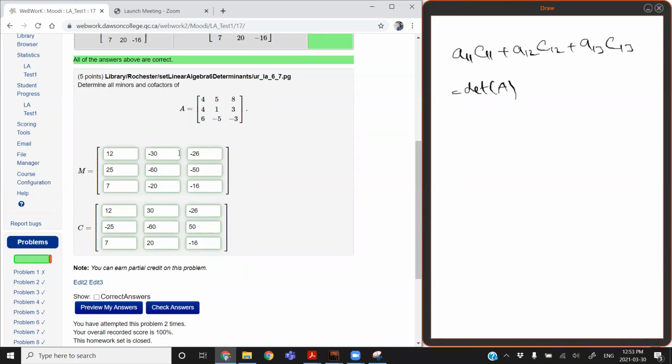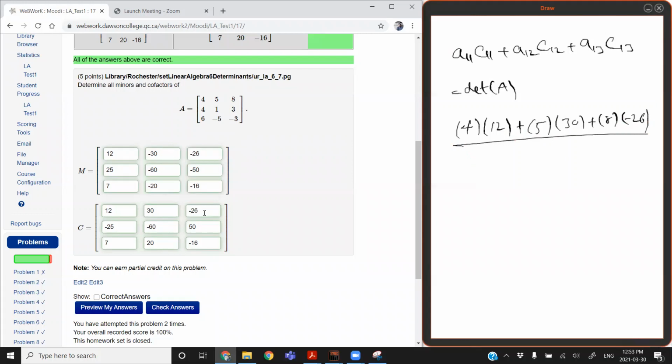So for example, if I do 4 times 12 plus 5 times 30 plus 8 times negative 26, I will get the determinant. That would be the cofactor expansion along the first row.